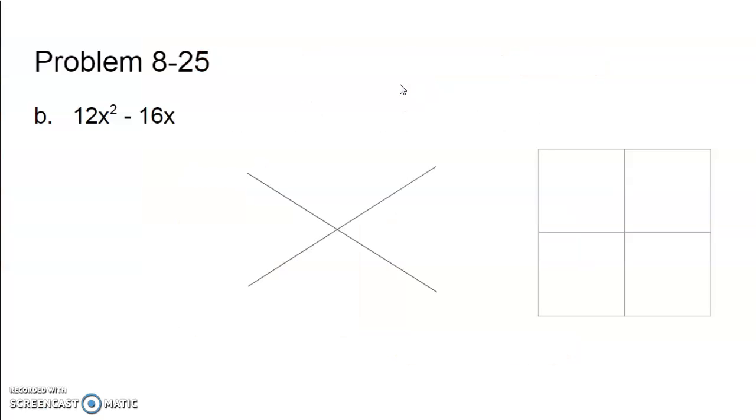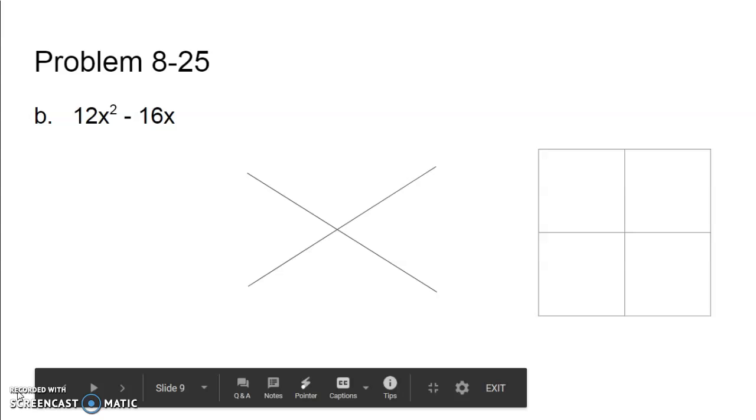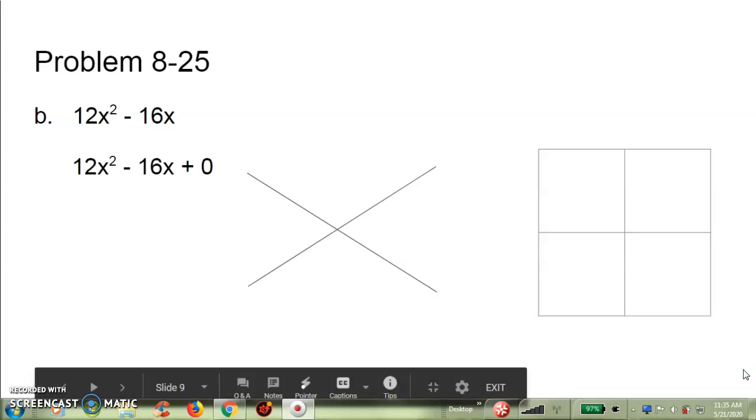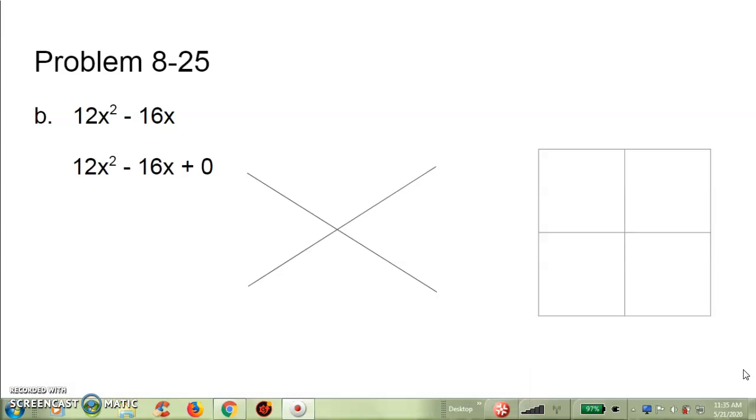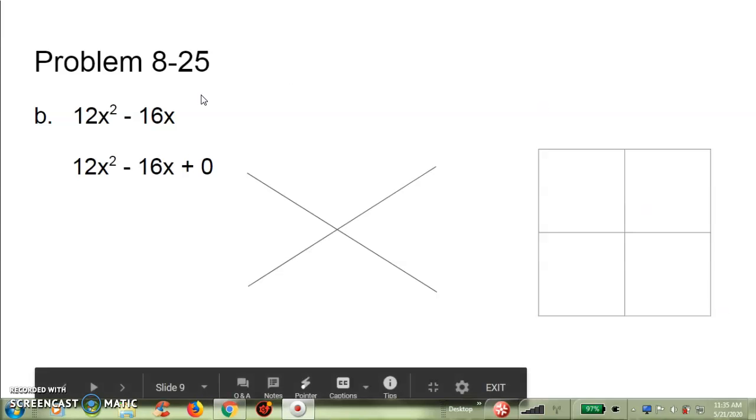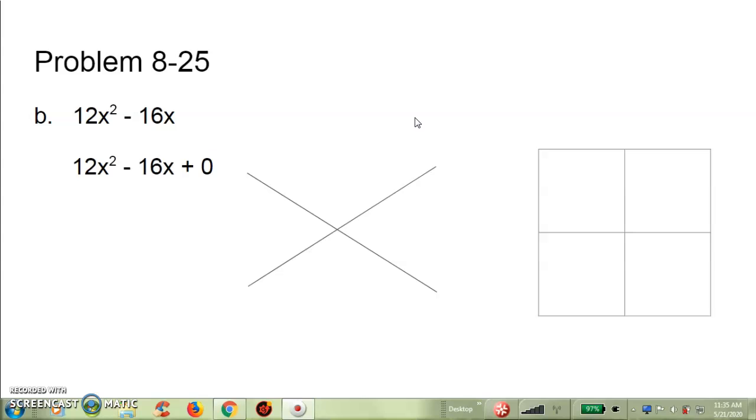Okay, so the next problem in 825 is 12x squared minus 16x. One way we could approach this is by doing what we did in the last situation, and you can see what's happening is we're missing the c term. But let's see what happens when we replace c with 0 when we try to factor it.